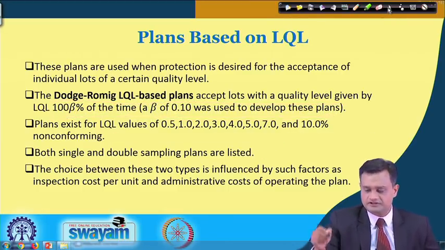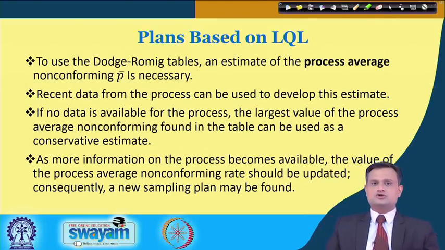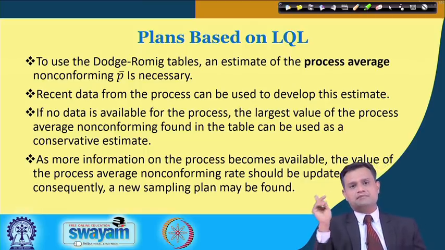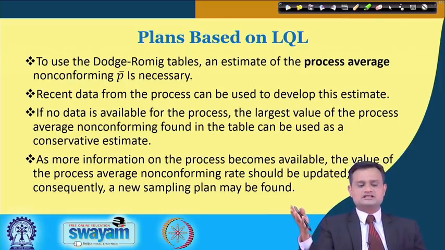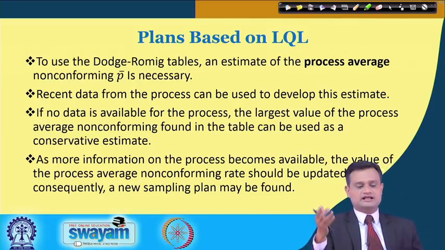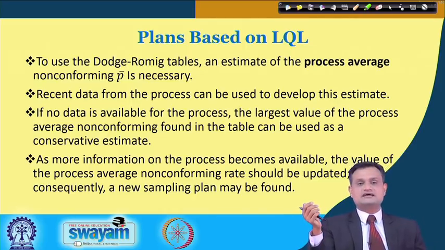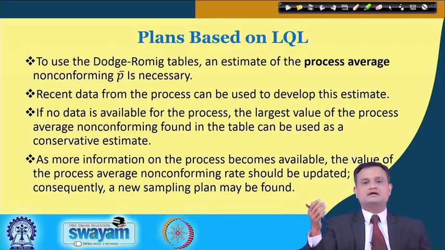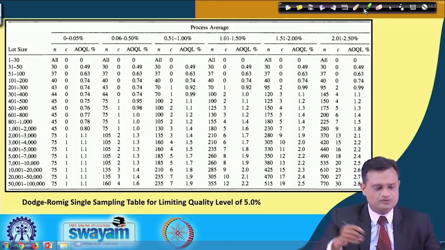So, with this preliminary understanding, if you see how to use the Dodge-Romig system, then I must have an estimate of the process average, that is called p bar, and you can use recent data from the process to develop this estimate over a sufficiently long period of time. You can collect the data on the number of non-conforming items, take the average, and you will get the idea. And if no data is available, the largest value of the process average non-conforming can be considered as a conservative estimate.